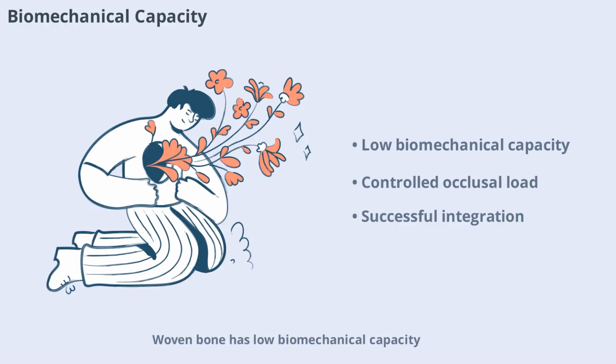Woven bone has low biomechanical capacity, making it essential to control occlusal load during this phase. Excessive functional loading can compromise the stability of the implant and hinder the integration process. Proper management of load ensures successful transition to lamellar bone and long-term implant stability.